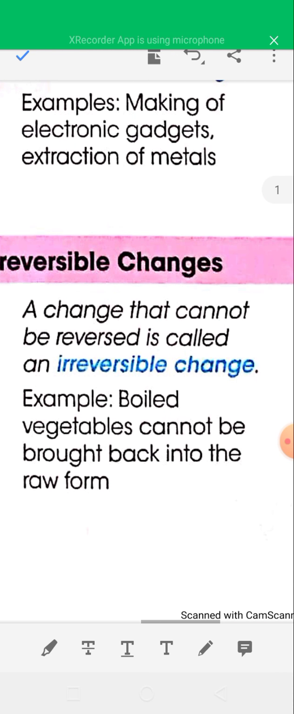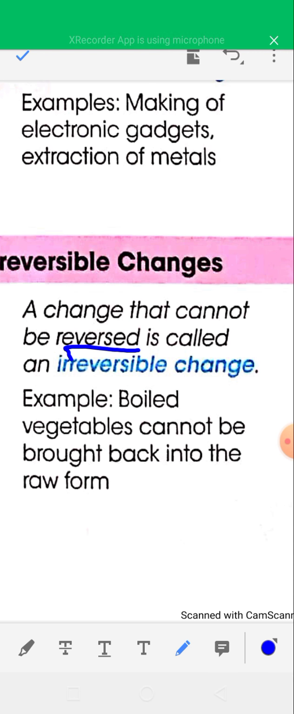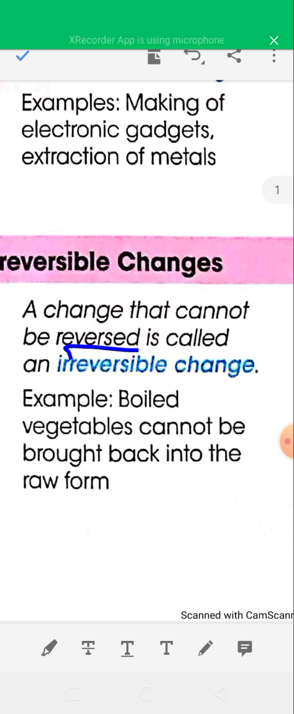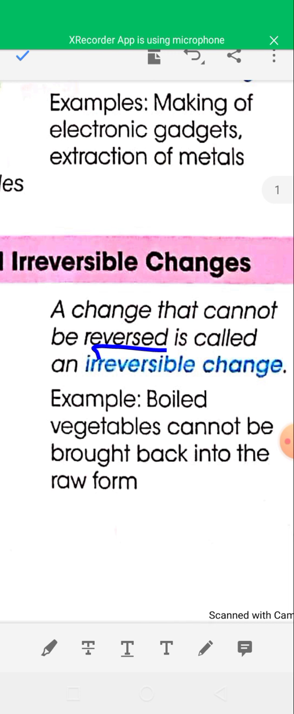An irreversible change is a change that cannot be reversed in opposite direction. For example, boiled vegetables cannot be brought back into the raw form, into their original form. This is an irreversible change. A change that cannot be reversed is called an irreversible change.